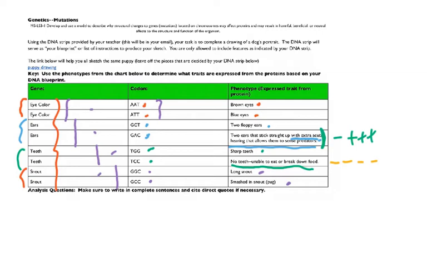And then finally, if we want to look at a neutral mutation, brown eyes and blue eyes, that doesn't really have an effect on the life of the dog. If it has brown eyes or blue eyes, it's not going to impact the way it interacts with the world. So I would say that is neutral.